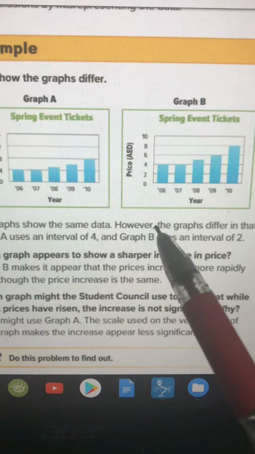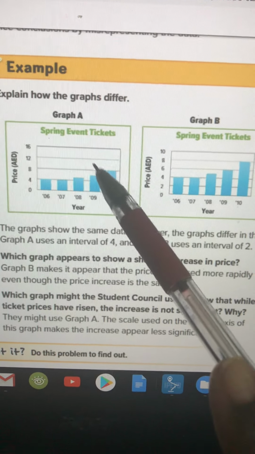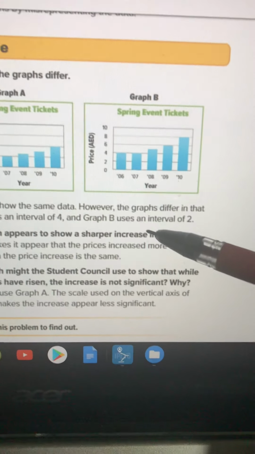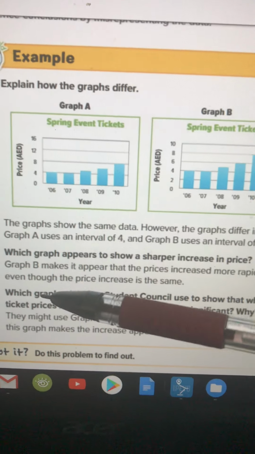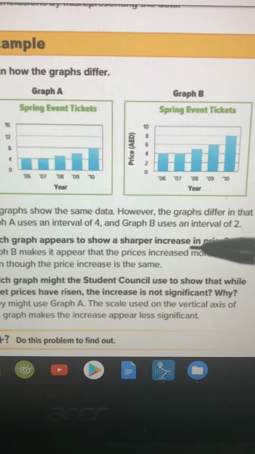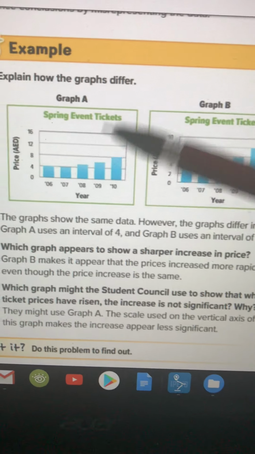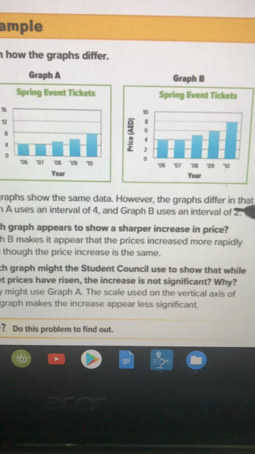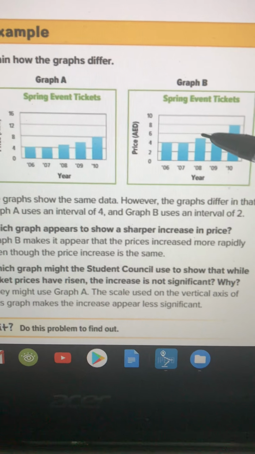Now, it says here, the graph shows the same data. However, the graph differs in that graph A uses an interval of 4. That means it's going up by 4s. And graph B uses an interval of 2. That means it's going up by 2s. Which graph appears to show a sharper increase in price? This one appears to show it because the graph is taller compared to this. Graph B makes it appear that the prices increased more rapidly, even though the price increase is the same.